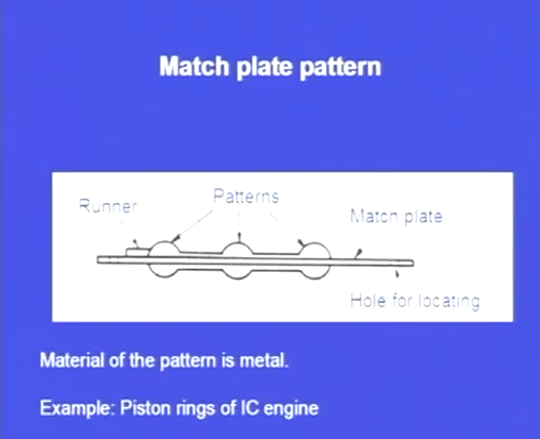and the material of this match plate pattern is metal. Wood is not possible. A match plate pattern is always made of metal, and examples are piston rings of IC engines, they are made by match plate pattern.